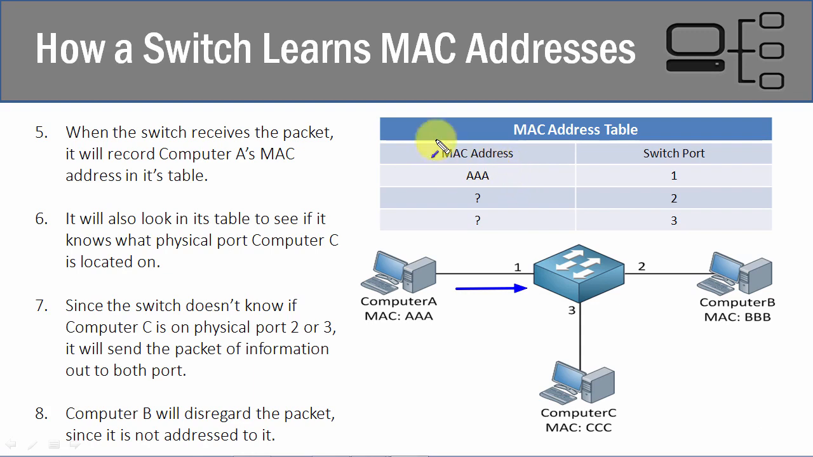So getting back to that, now it knows that this computer is on port 1, and it's going to record that in the MAC address table. However, it doesn't know where computer C is. So what it's going to do is flood all the ports.